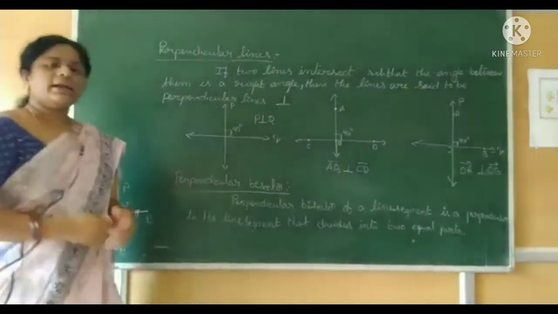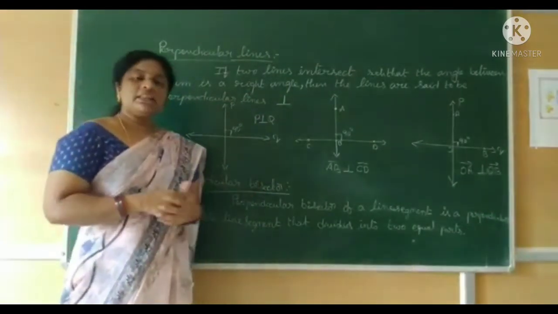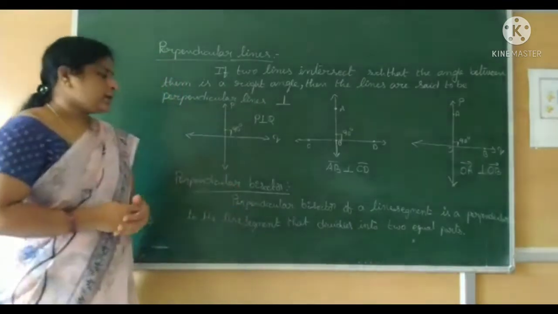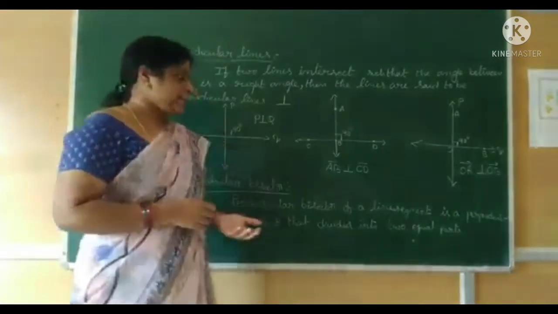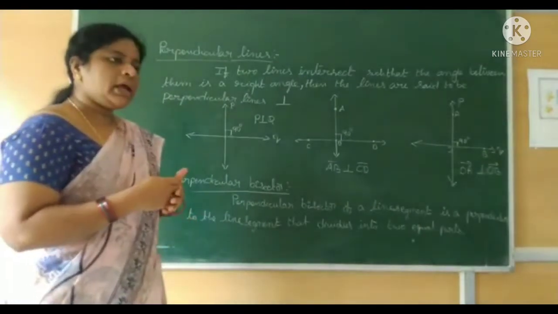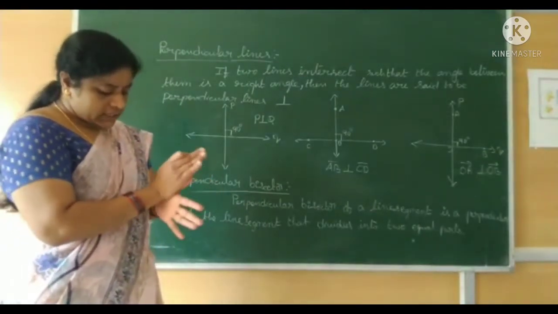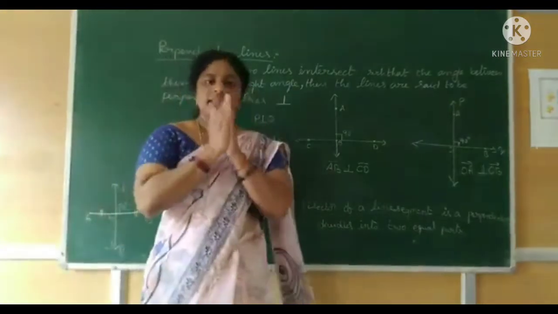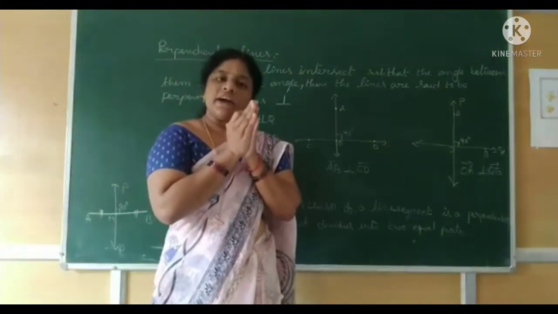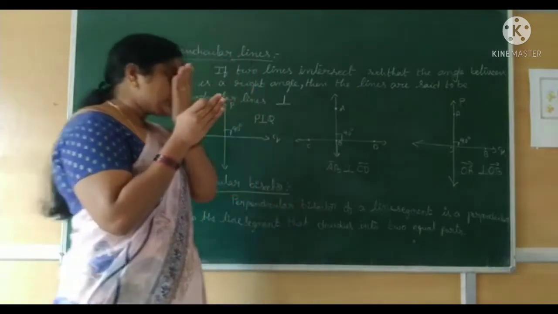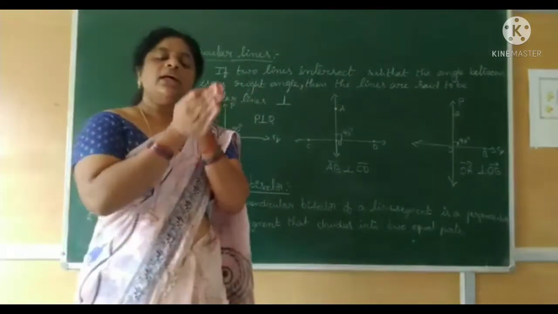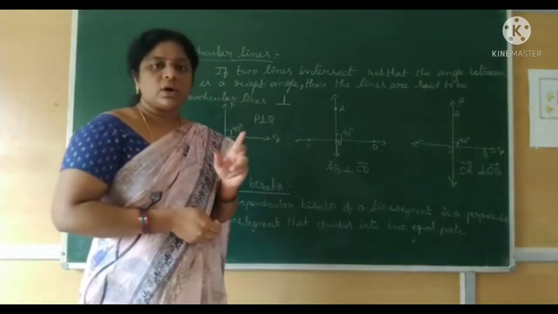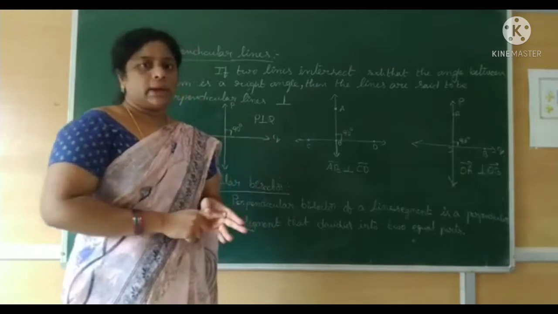Now, perpendicular bisector. Bi is what? Bi is 2. Perpendicular bisector. The perpendicular bisector of a line segment is perpendicular to the line segment and divides it into two equal parts. Bi means what? 2. So two equal parts.